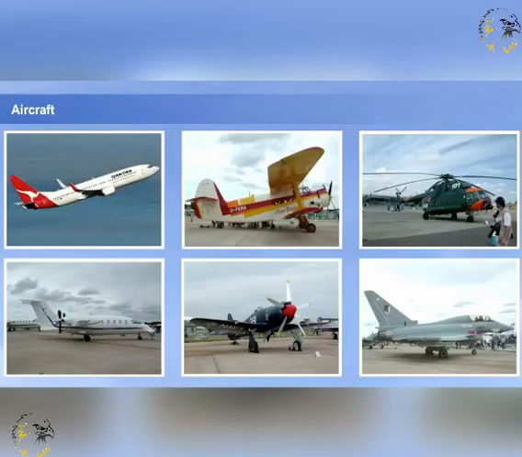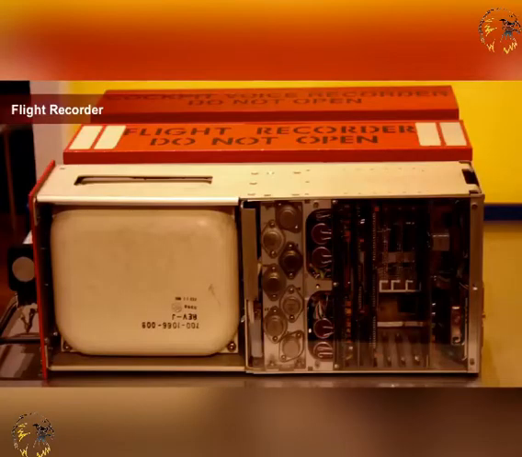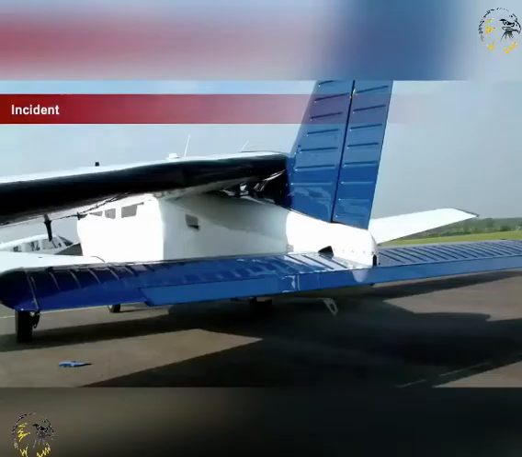An aircraft is defined as any machine that can derive support in the atmosphere from the reactions of the air, other than the reactions of the air against the Earth's surface. A flight recorder is any recording device installed in an aircraft for the purpose of complementing accident or incident investigations. An incident is an occurrence other than an accident associated with the operation of aircraft which does or could affect the safety of the operation.